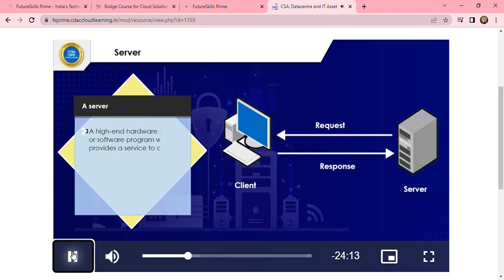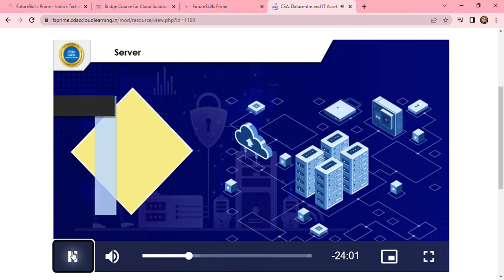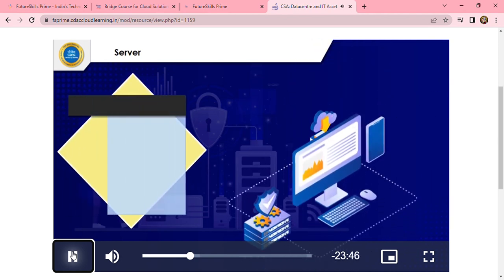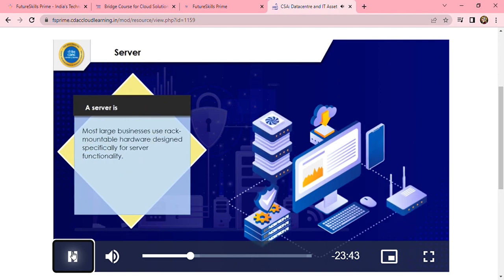A server is a high-end hardware system or software program which provides a service to clients, a process implementing one or more operations on one or more objects. A server is a computer that serves information to other computers. These computers, called clients, can connect to a server through either a local area network or a wide area network, such as the Internet.